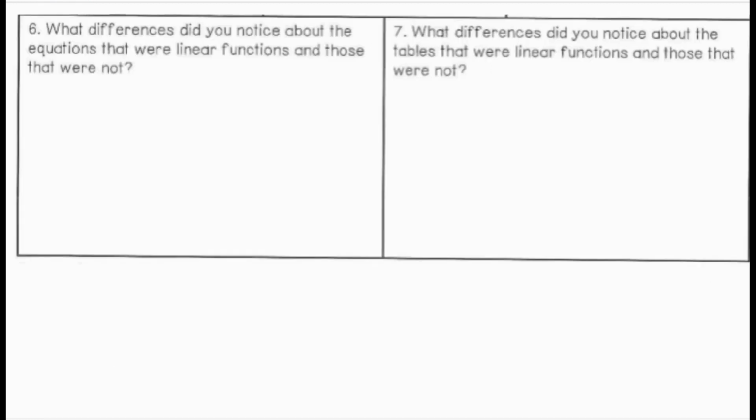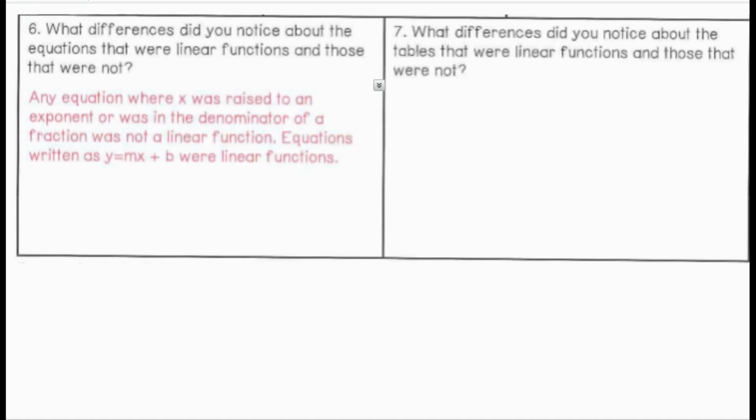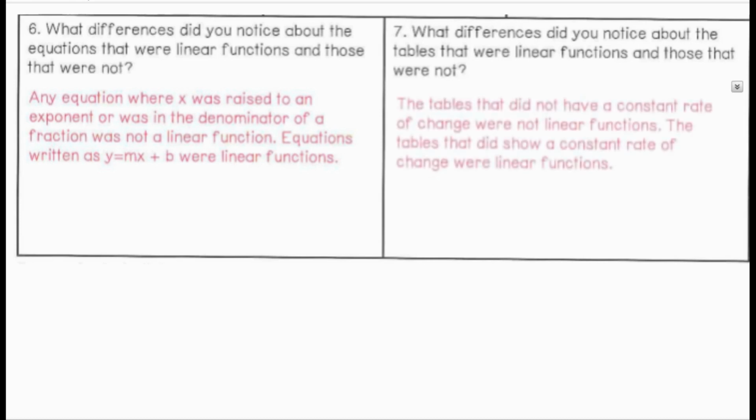Now, what differences did we notice about the equations that were linear and those that were not? So the ones that were linear were in slope-intercept form, and then any equation where x was raised to an exponent or was in the denominator was not a linear function. And then what differences did we notice about the tables that were linear and those that were not? So the tables that were linear, those increased by a constant rate of change every single time. And then the tables that were not linear did not increase by constant rate of change every single time.